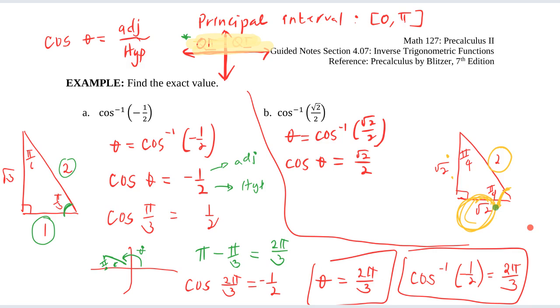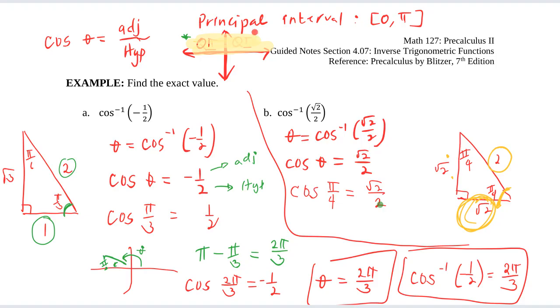So we can now say that cosine pi over 4, since that is the angle adjacent to radical 2, is radical 2 over 2. Now let's check if pi over 4 is within the principal interval. Yes. And where is radical 2 over 2 located? A positive cosine is in either quadrant 1 or quadrant 4. Obviously quadrant 4 is not included in our principal interval, so we are only focusing on quadrant 1.